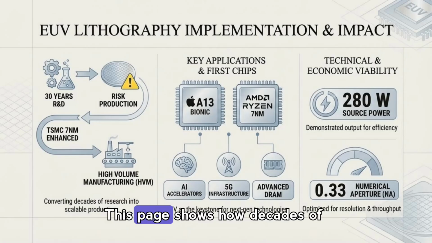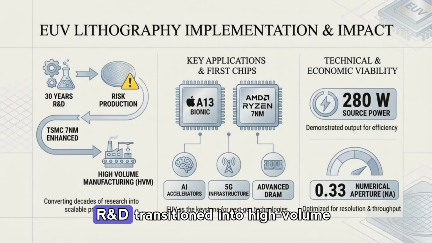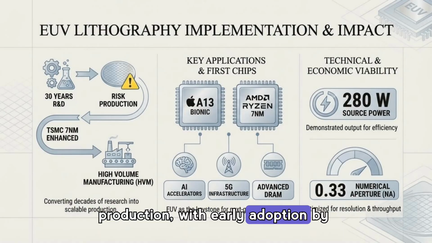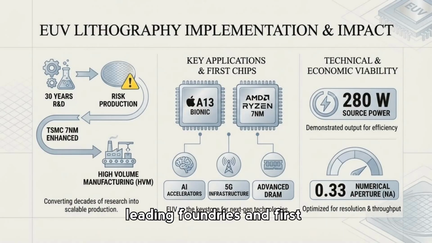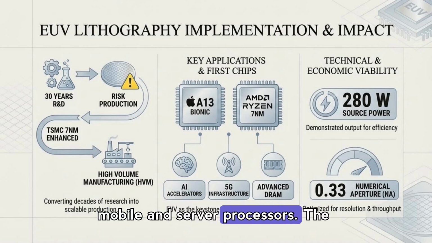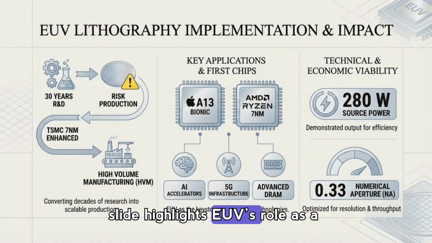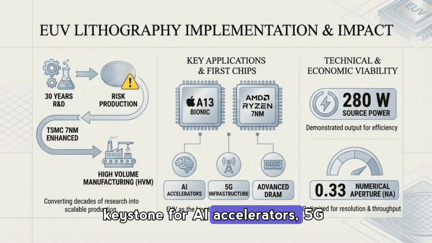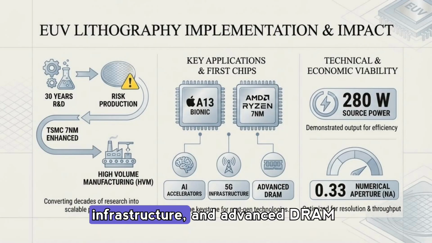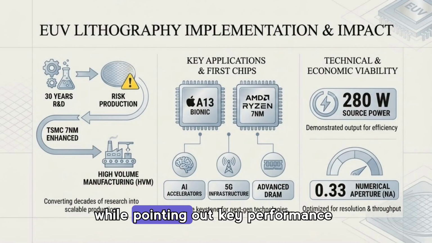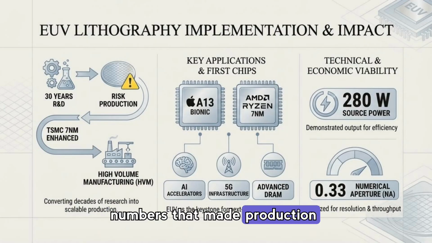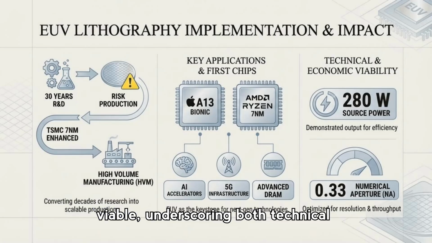manufacturing. This page shows how decades of R&D transitioned into high-volume production, with early adoption by leading foundries and first commercial chips, like modern mobile and server processors. The slide highlights EUV's role as a keystone for AI accelerators, 5G infrastructure, and advanced DRAM, while pointing out key performance numbers that made production viable, underscoring both technical achievement and economic impact.